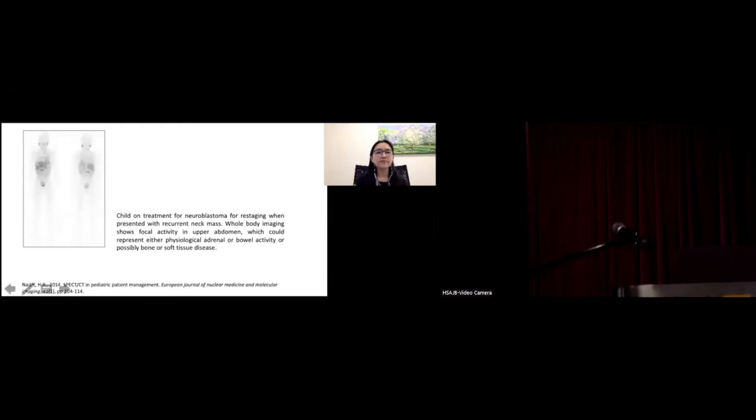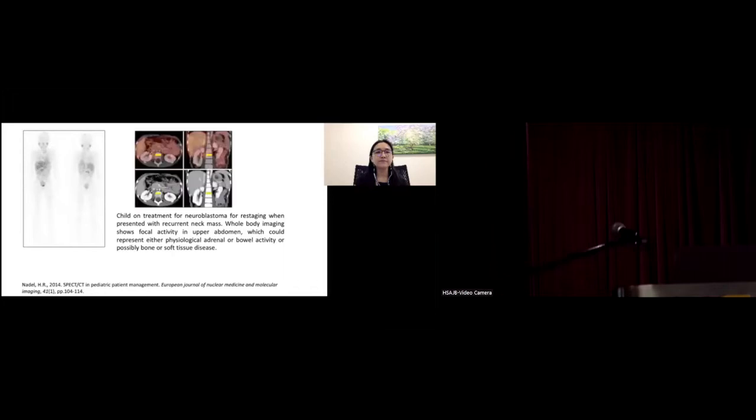In this paper, SPECT-CT in Pediatric Patient Management by Helen Madden, it highlights a case, a child on treatment for neuroblastoma for restaging when presented with recurrent neck mass. Whole body imaging shows focal activity in the upper abdomen, which could represent either physiological adrenal or bowel activity or possibly bone or soft tissue disease. SPECT-CT clearly identifies the abdominal activity to be a focal metastasis to the right psoas muscle.